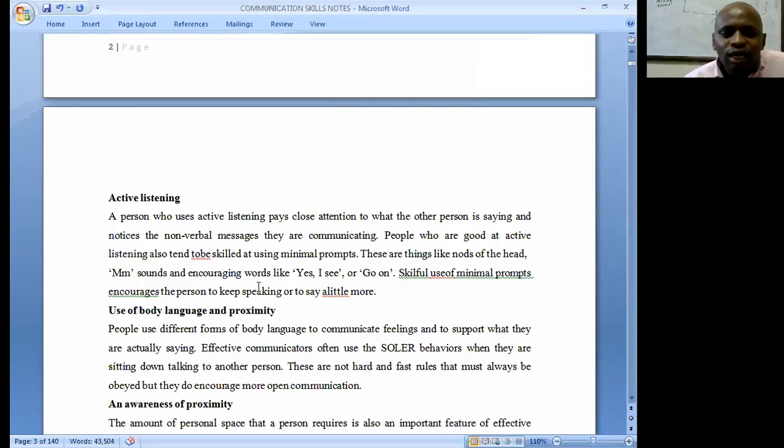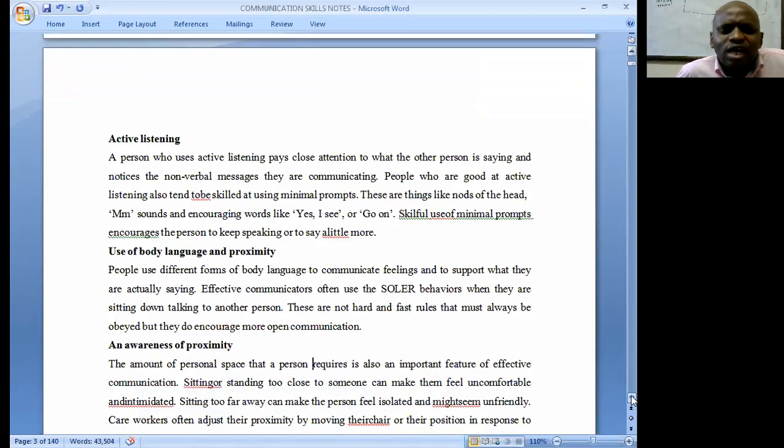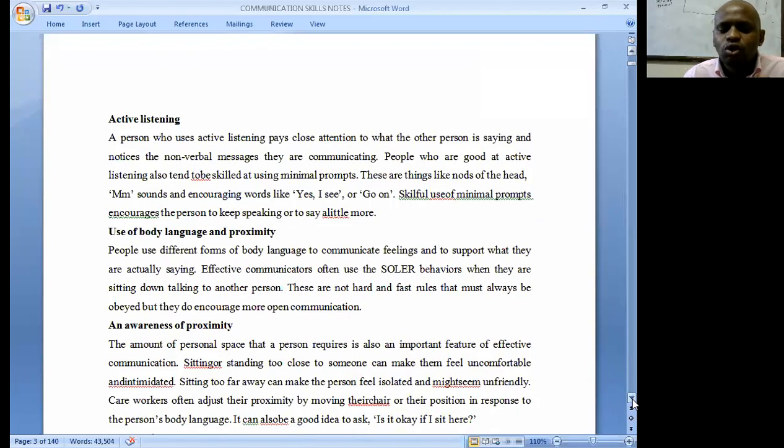People use different forms of body language to communicate feelings and to support what they actually want. Effective communicators often use open behavior when they are sitting down talking to another person. These are not hard and fast rules that must always be obeyed, but they do encourage more open communication. How you behave during your communication, how you move your body, sometimes carries a very critical message that you want to send to the other party. So you must maintain your proximity, your distance to the other person, so that it shows the impact that you want to achieve in terms of communication.